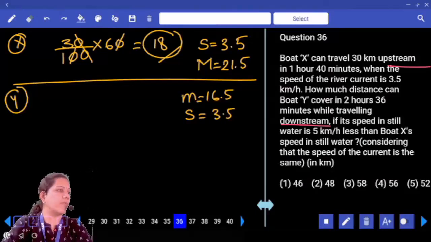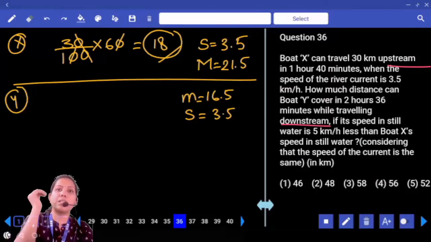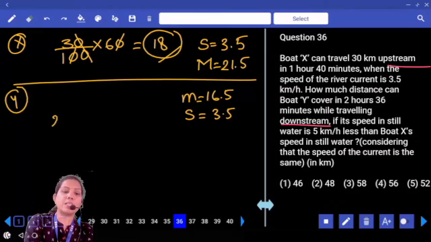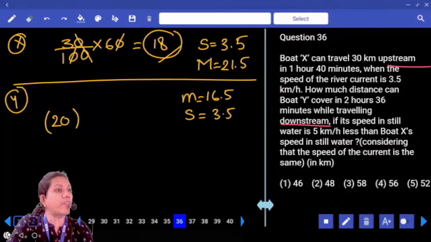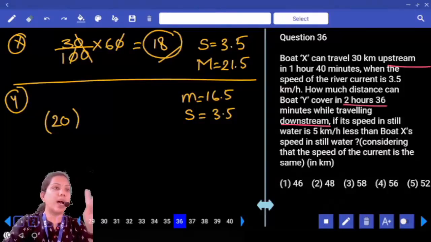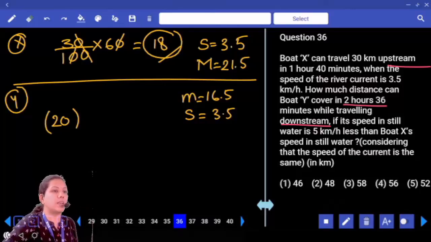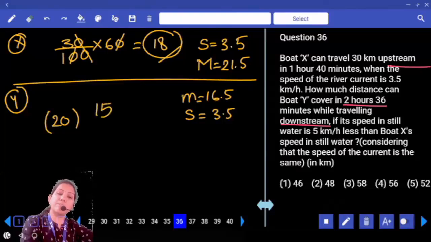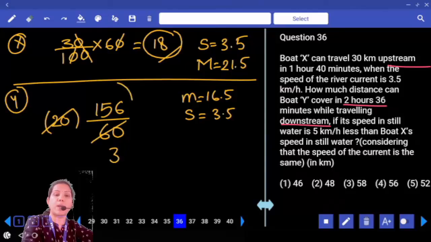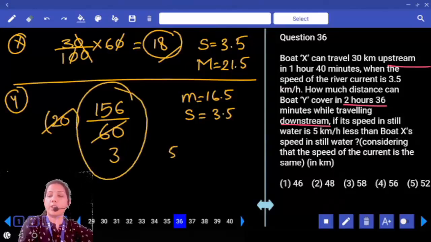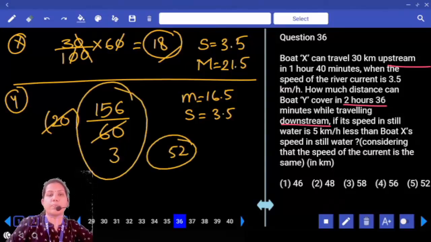Downstream. What is the downstream formula? M plus S. 16.5 plus 3.5 is 20. What is 20? Downstream speed for Y. And he travelled in how many minutes? 2 hours 36 minutes. 2 hours means 120 plus 36, 156 minutes. Minutes to hours conversion, divided by 60, 20 exactly 3 times. 156 by 3 is 52 kilometers. That is the 5th option. 52 kilometers, 5th option.